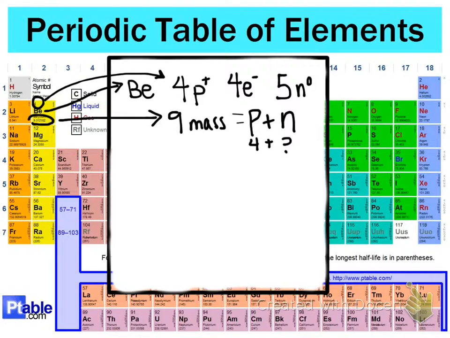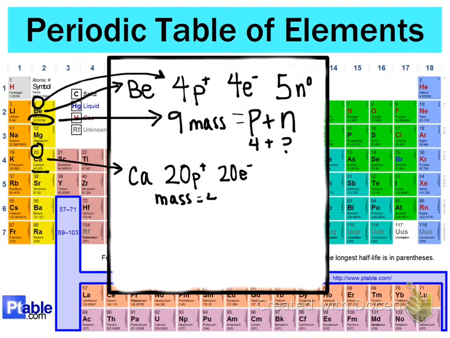Let's look at calcium. Same thing, so the number on top, that 20 is my atomic number, which is my number of protons. It is also my number of electrons. My mass is 40. I know that protons plus neutrons equal my mass. Since I have 20 protons, I must have 20 neutrons, because 20 plus 20 equals 40.